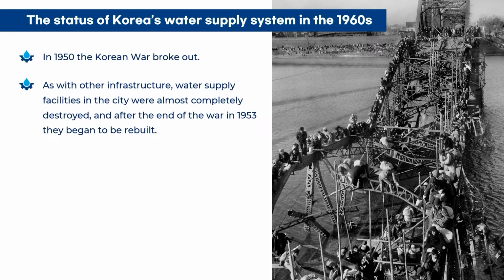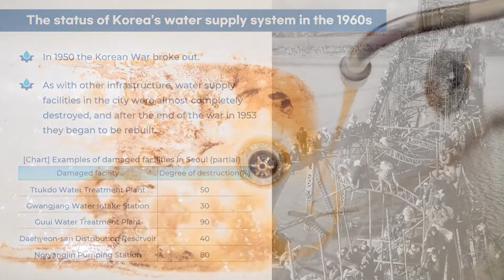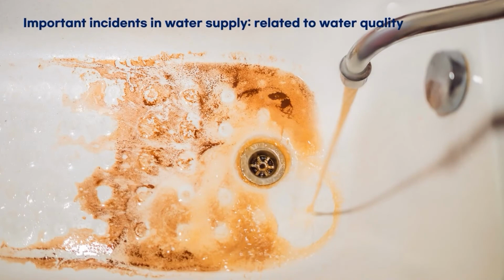Until 1945, water supply increased gradually in cities like Busan and Incheon. Water supply facilities were almost destroyed due to the outbreak of the Korean War in 1950. As the Korean War ended in 1953, the reconstruction of the water supply facilities began. In the meantime, many water quality accidents have occurred.